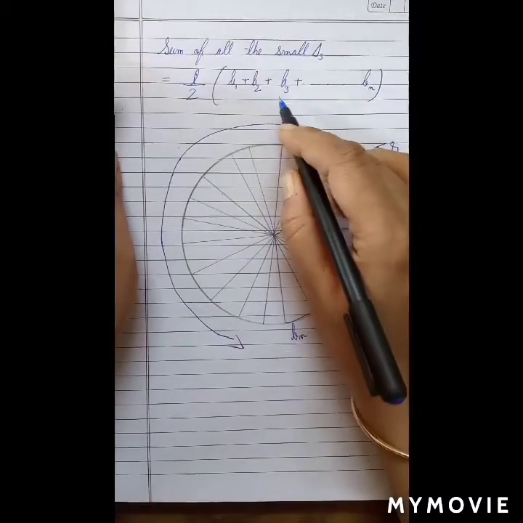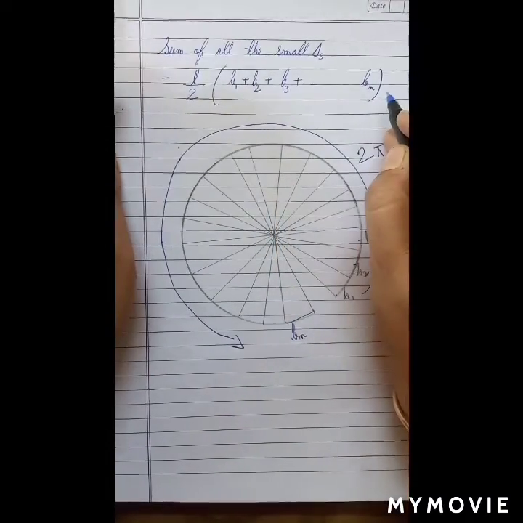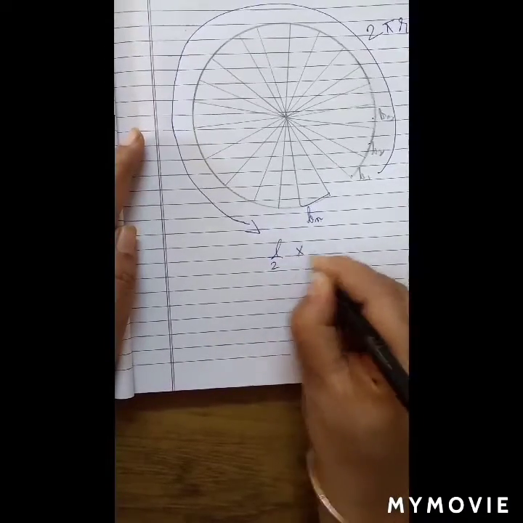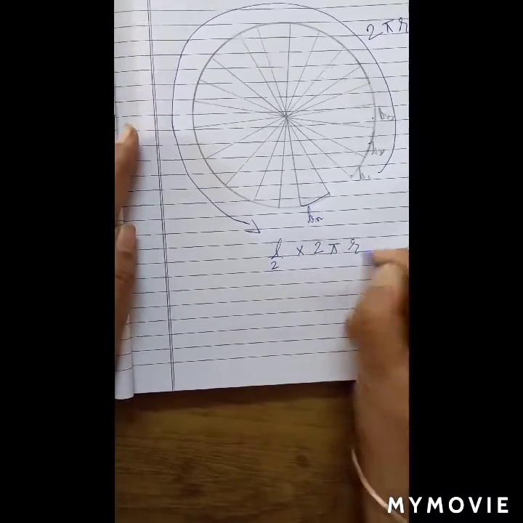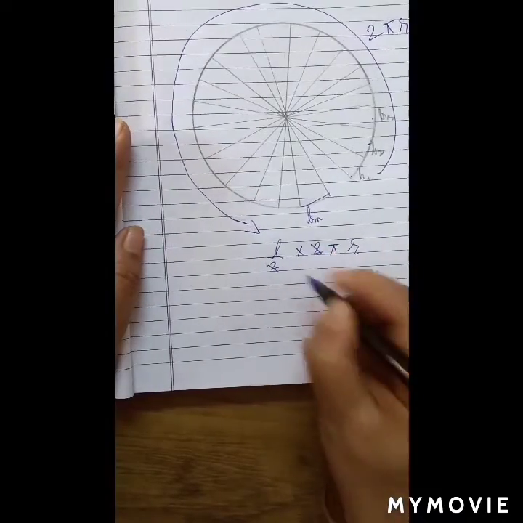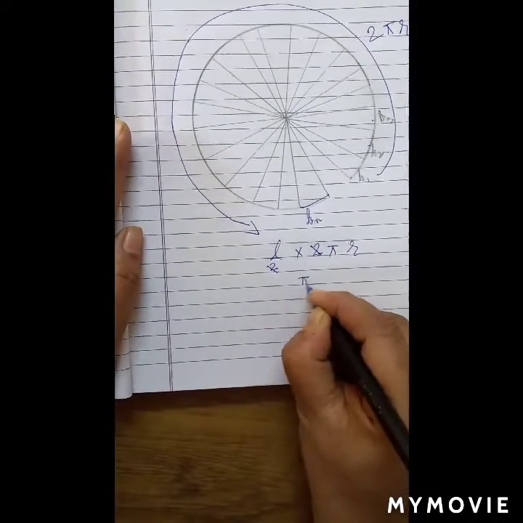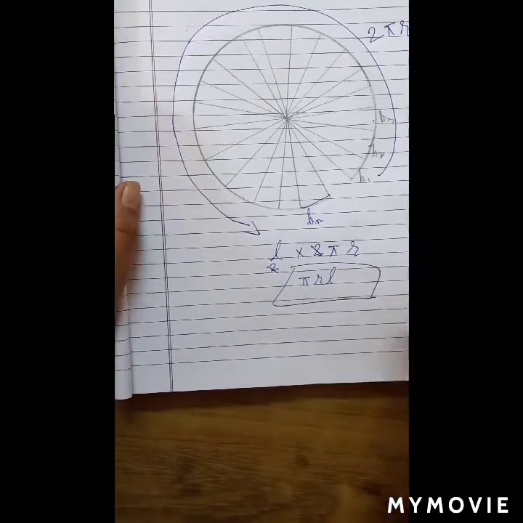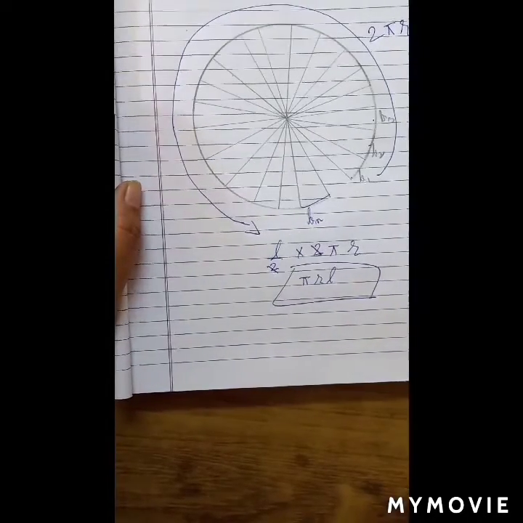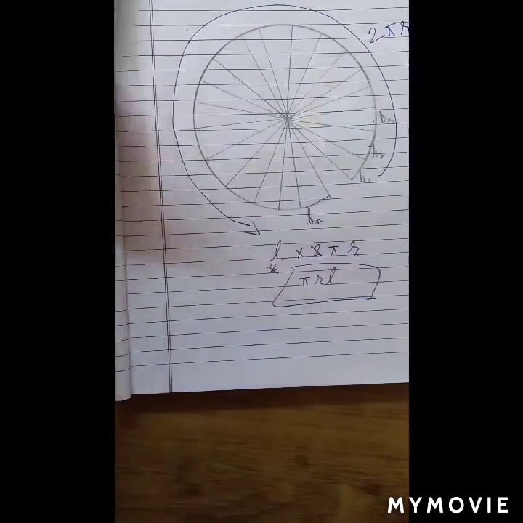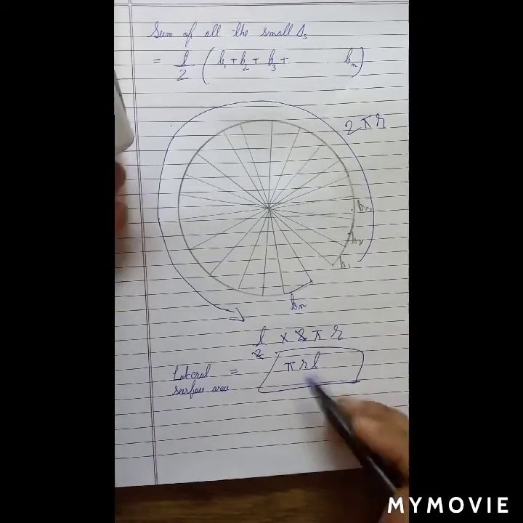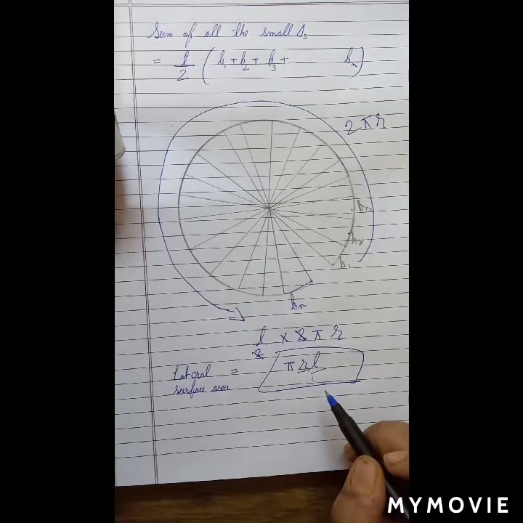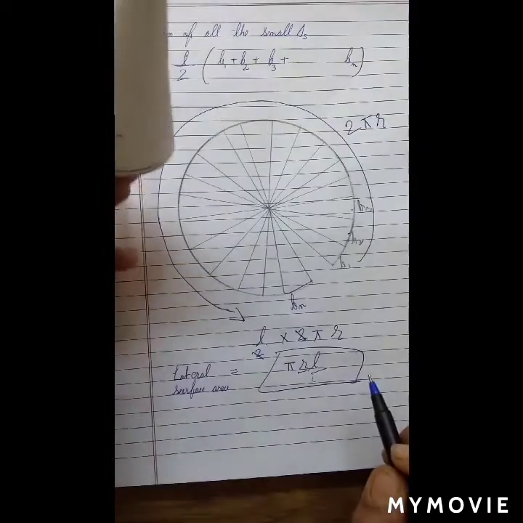So instead of B1 plus B2 plus B3 till Bn, we can write L by 2 into 2 pi r. So this 2 and this 2 will get cancelled, and we have pi r L. This is the lateral surface area of this cone. So that was easy. We see that if we know the radius and the slant height, we can find out the lateral surface area of a cone.